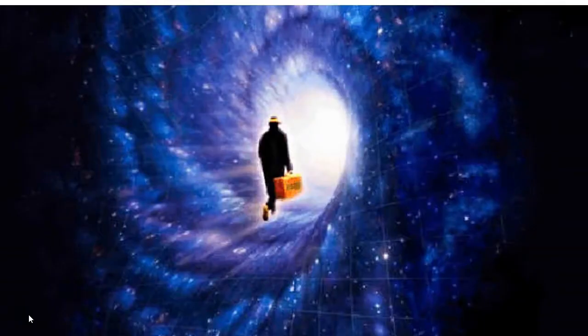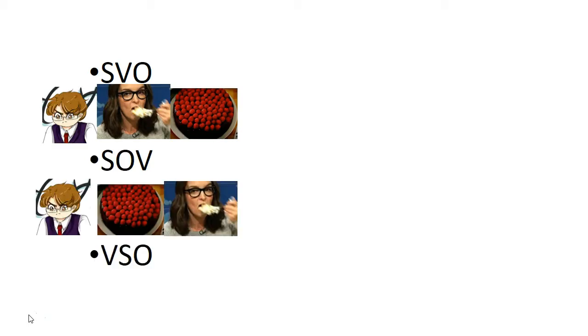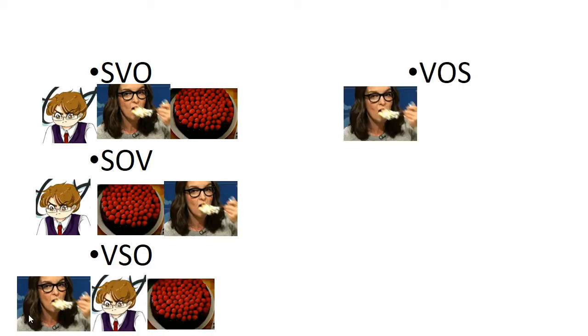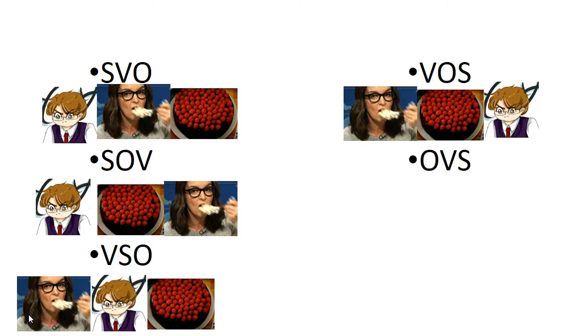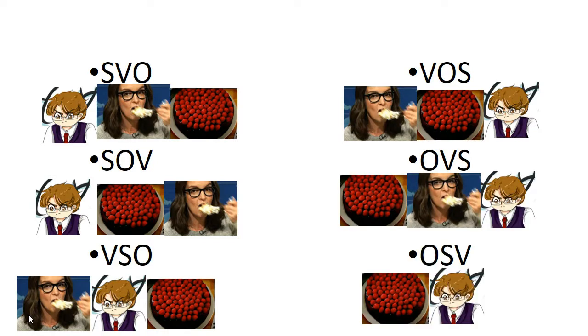First, some background information. There are 6 theoretical possibilities for the way in which words in a very basic sentence can be arranged. In a very rough order of rarity, SVO, which would be I eat cake, SOV, I cake eat, VSO, eat I cake, VOS, eat cake I, OVS, cake eat I, and OSV, cake I eat.